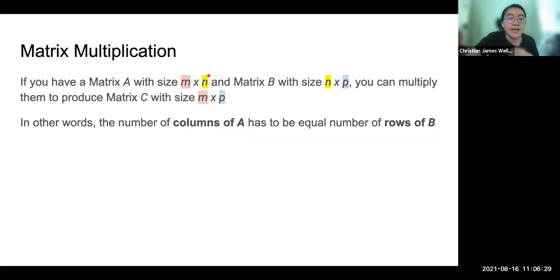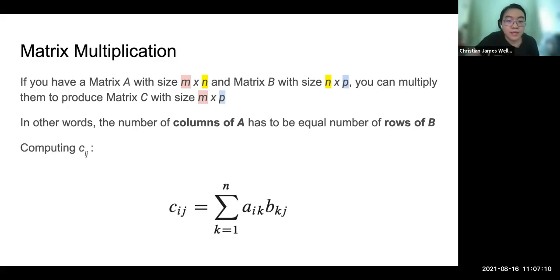So let me repeat. You see here, the number of columns of A is n, the number of rows of B is n. They have to match before they can multiply. And the resulting matrix has the number of rows of the old matrix A, and the number of columns of matrix C is equal to the number of columns of matrix B. Generally, matrix multiplication is not commutative. I didn't put it in the slides here, meaning A times B is not necessarily B times A.